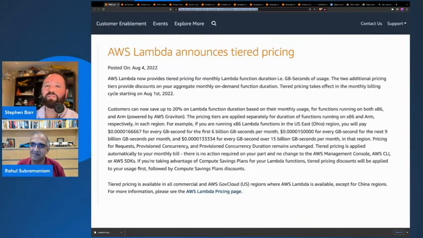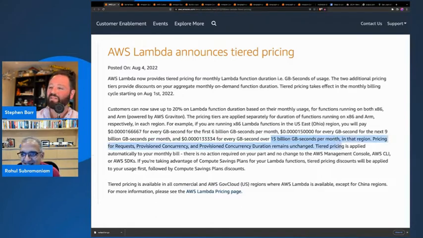AWS Lambda announces tiered pricing, and I'll put this article in the chat as well. There we go. So, tiered pricing for monthly Lambda function duration in gigabyte seconds. The additional pricing tiers are discounts on aggregate monthly on-demand duration. Looking at the article, the tiers are at the first 6 billion gigabyte seconds, and then an additional 9 billion gigabyte seconds. It goes down by about 10%? And then again, it goes down after your 15 billion gigabyte seconds per month.